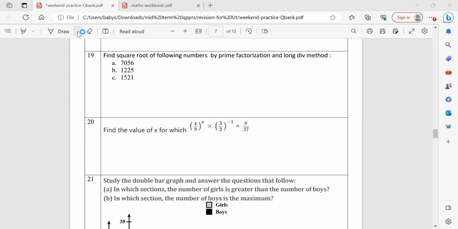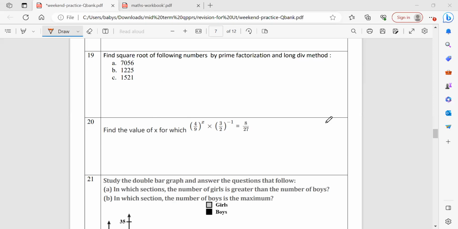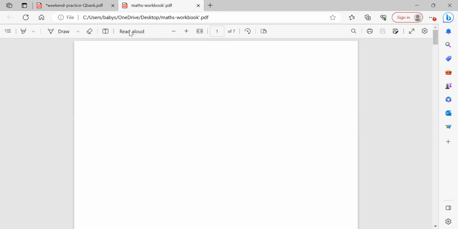So, students, let's get back to where we stopped. We stopped at squares and square roots. Let's take 7056. Okay, square root of 7056, and we'll do it by prime factorization and long division. So first I will do the long division method.